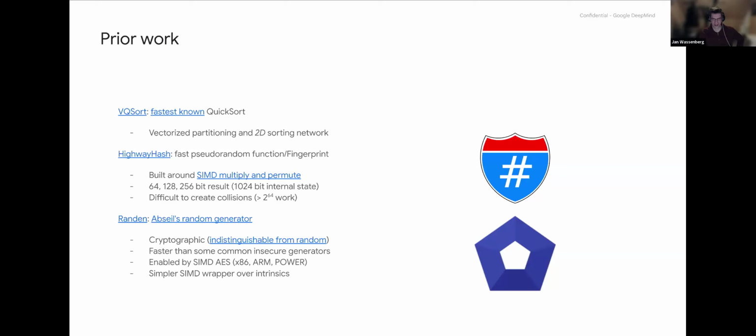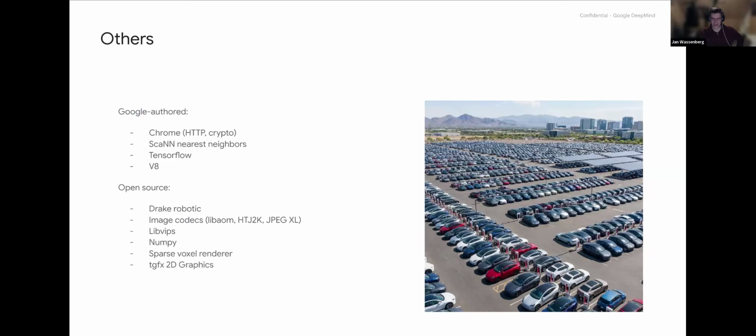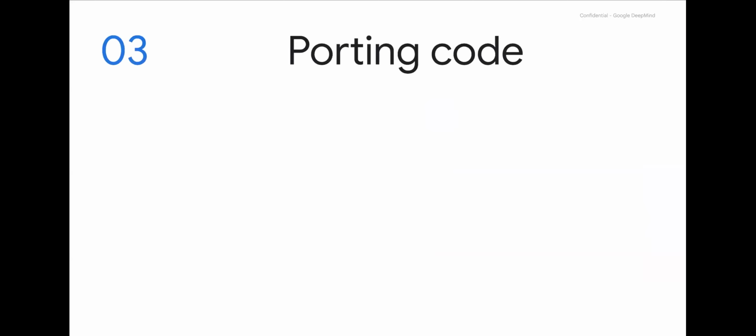Previously, I've also done other SIMD-related things, VQSort, HighwayHash, and there's actually a port of this by an external contributor that is implemented in terms of Highway. Whereas Random, that's the secure random generator that's the default at Google, using cryptography, but not quite Highway itself. It's an earlier version. There's a bunch of other users, some big projects that you'll recognize: Chrome, TensorFlow, V8, and a couple of dozen open source projects.